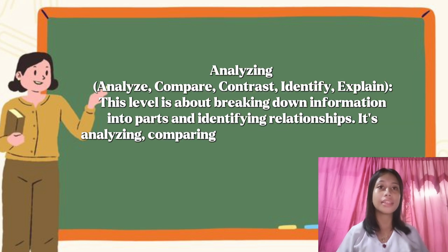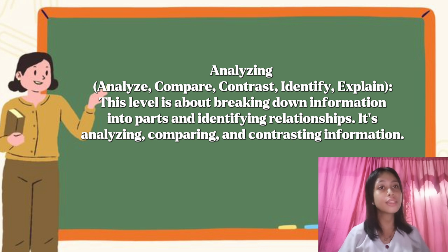Next level is analyzing. This is to analyze, compare, contrast, identify, and explain. This level is about breaking down information into parts and identifying relationships. It's analyzing, comparing, and contrasting information. For instance, analyze the character's motivation in the novel. What drove them to make that decision?